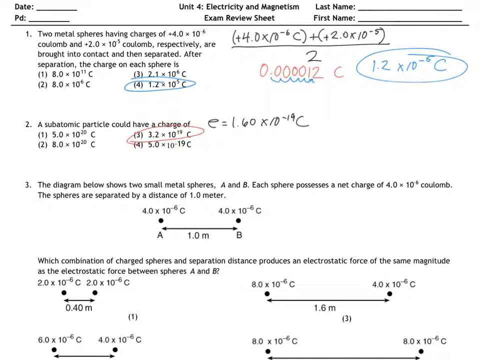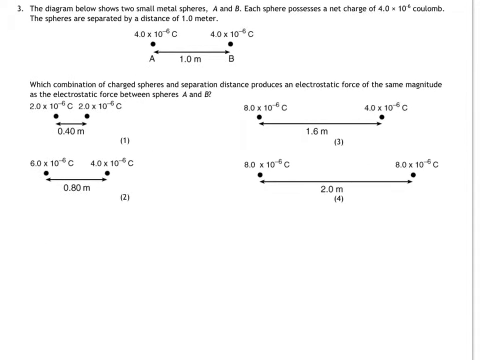So I'm leaning towards choice 3 as my answer because I can see that it's just 2 elementary charges. Number 3. The diagram below shows two small metal spheres, and they're labeled A and B.